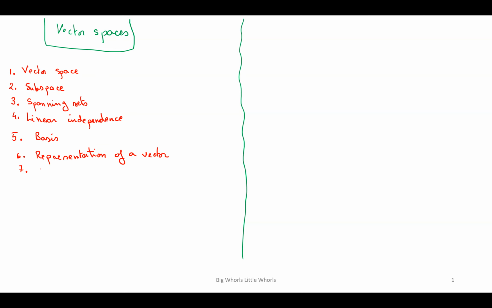Number 7, we have seen the dimension of a vector space, and we have said that the dimension of a vector space is the number of elements in its basis. And then we move on with the row space as the span of the rows. Then the row rank is the dimension of the row space. And we have seen the column space and the column rank.